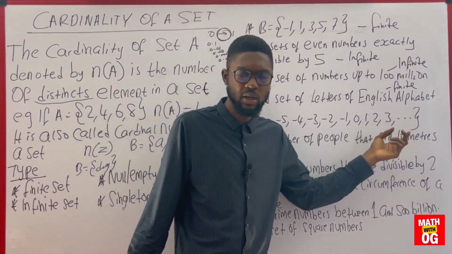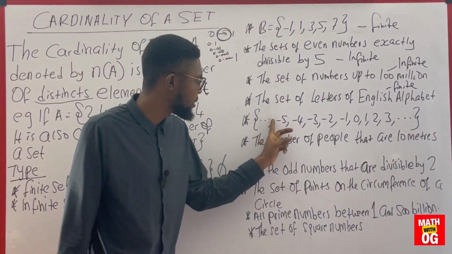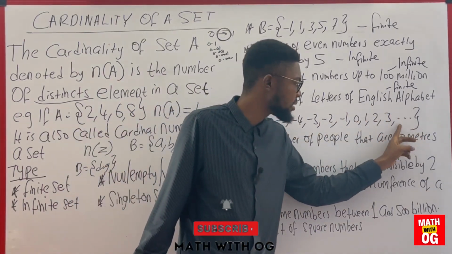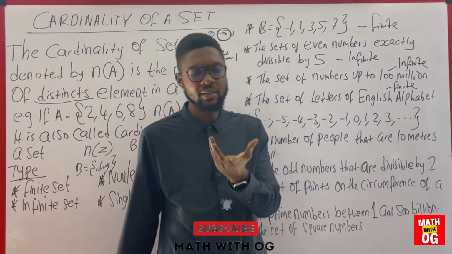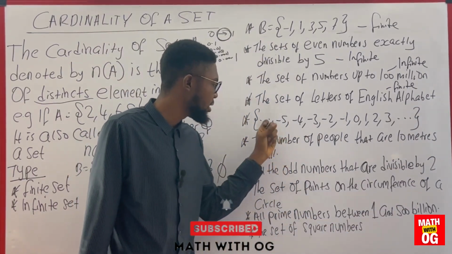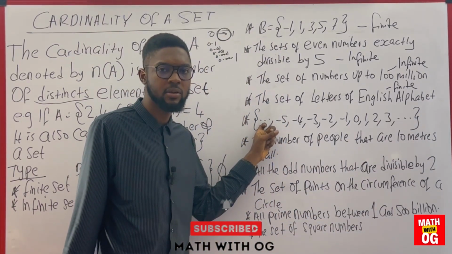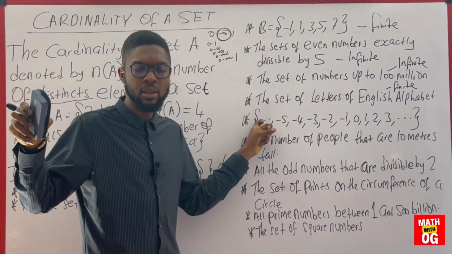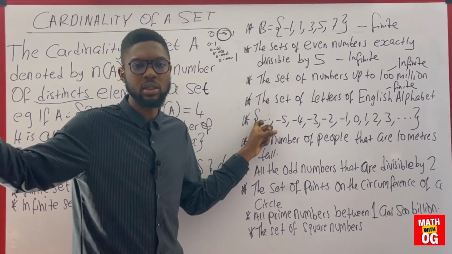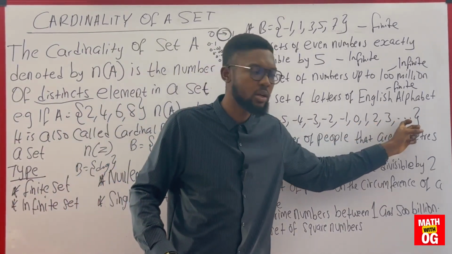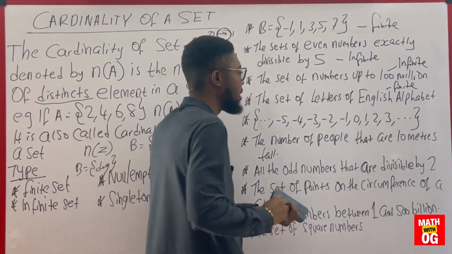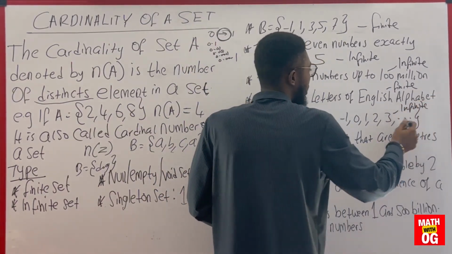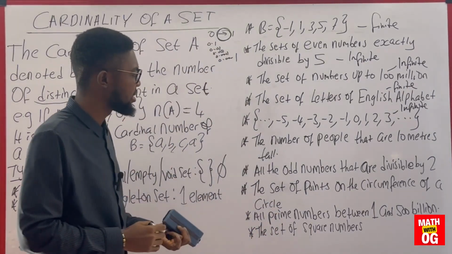Now the next one, we have a set on the board starting with minus infinity down to infinity. As you can see, this means it is tending towards minus infinity, and this means it is tending towards infinity. Like I said before, and I'll say it again, infinity does not exist. It's just somewhere that numbers tend to, that we don't know because we don't know the end. The same thing is happening here. So this set is an infinite set.